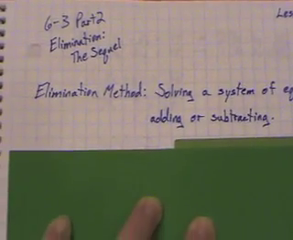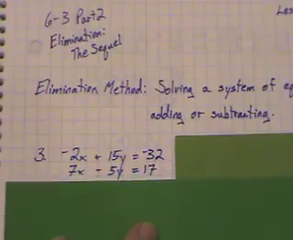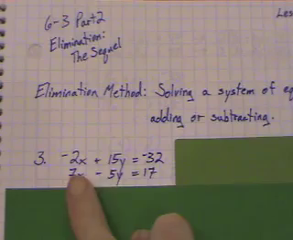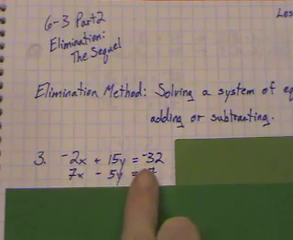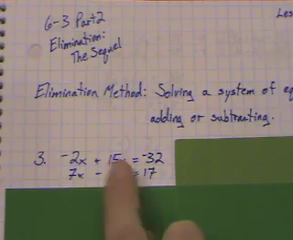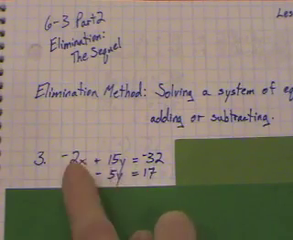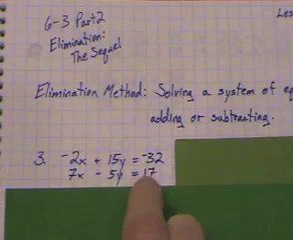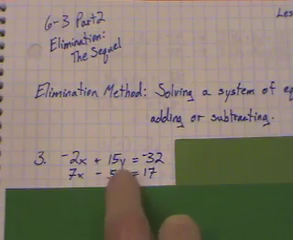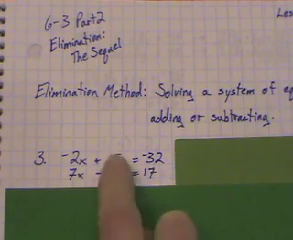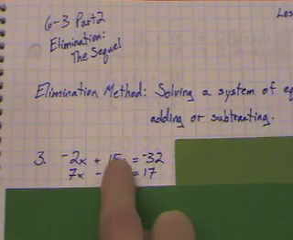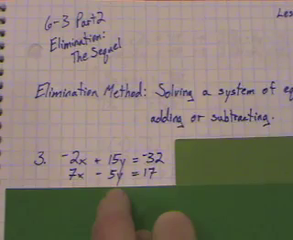Now, let's take a look at this system right here. Negative 2x plus 15y equals negative 32. 7x minus 5y equals 17. Doesn't matter whether we add or subtract. We're not going to eliminate anything right away like this, are we? But do you notice these y coefficients? 5 is a factor of 15.